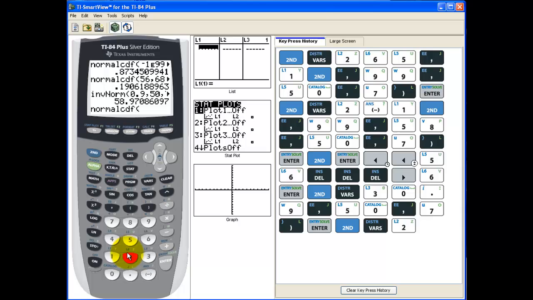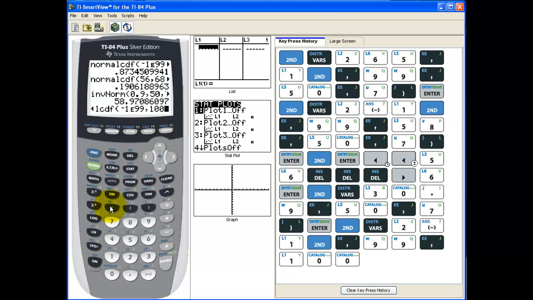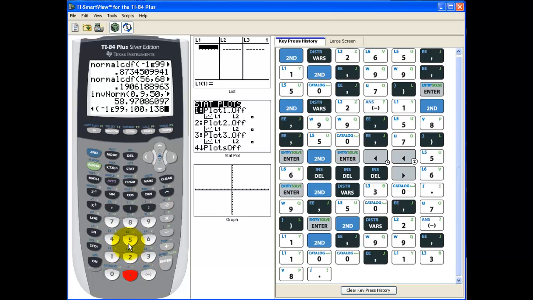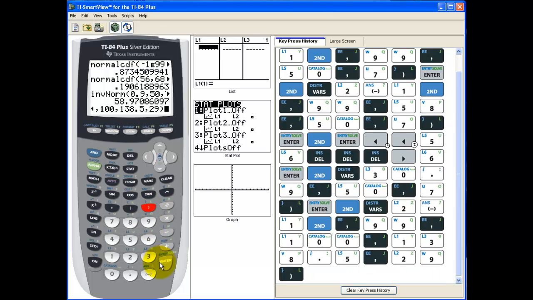And it's a left-tailed problem, so we need negative infinity as a lower limit. The upper limit would be 100. The mean is given to be 138.5. And the standard deviation is given to be 29. So there's your probability right there.